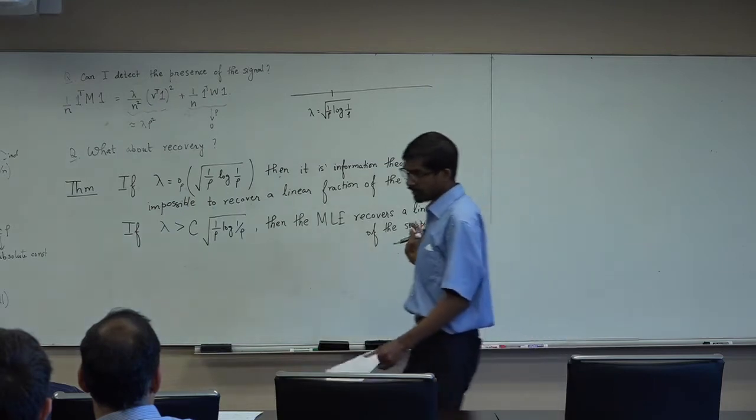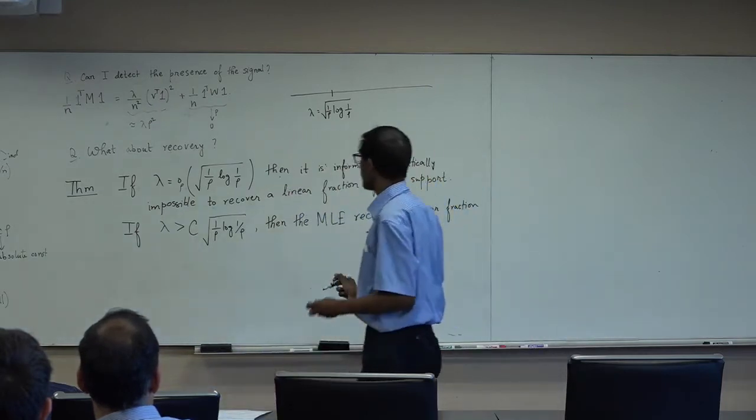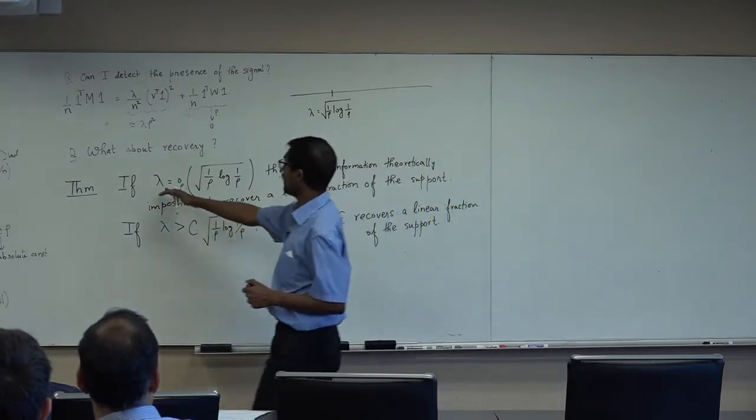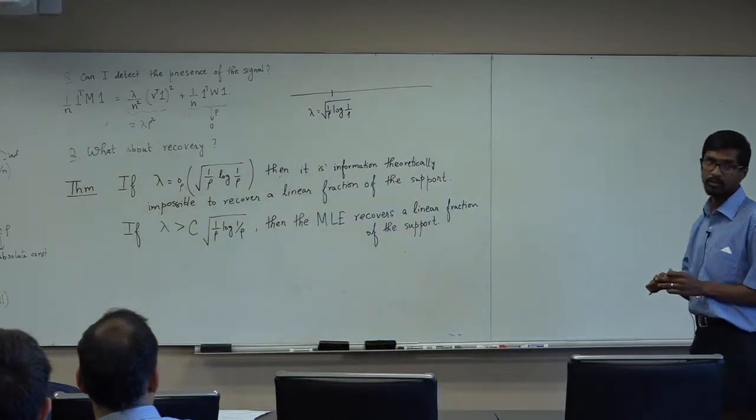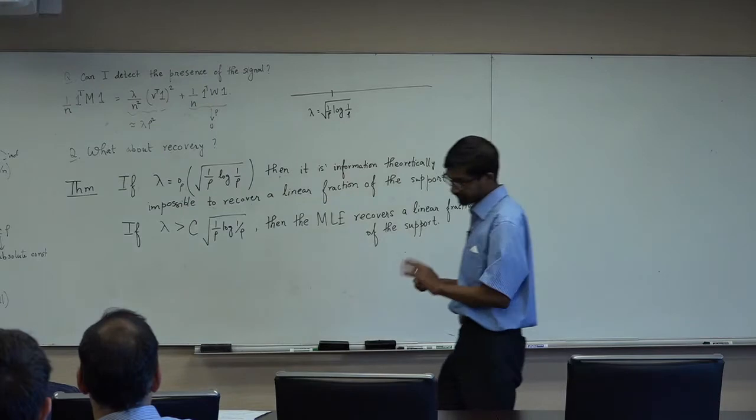So this is a purely information theoretic result. It says that this is roughly how large lambda needs to be as a function of rho so that I can actually recover a linear fraction of the support. Okay, good.